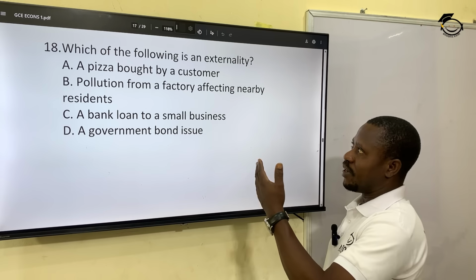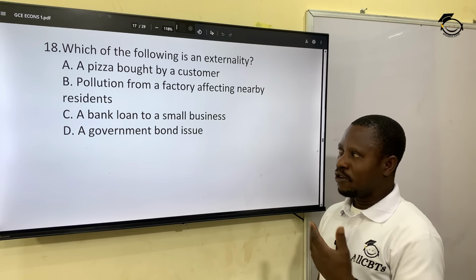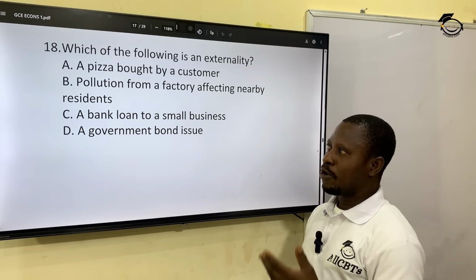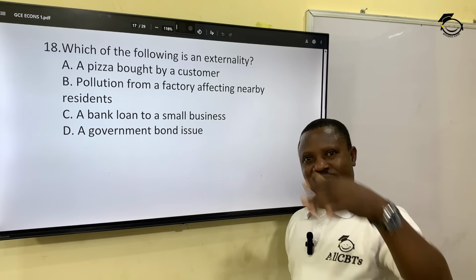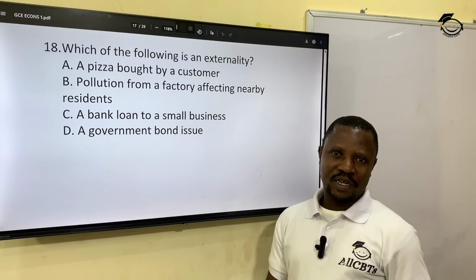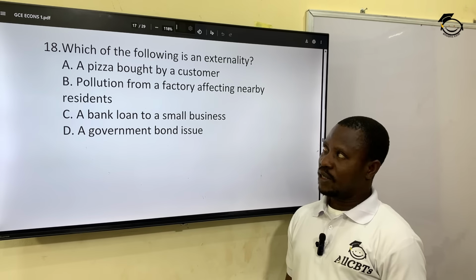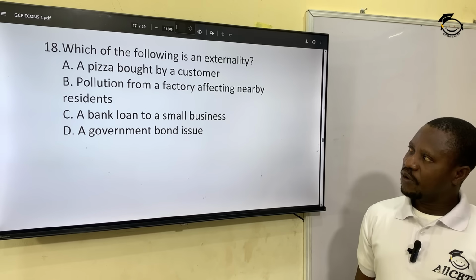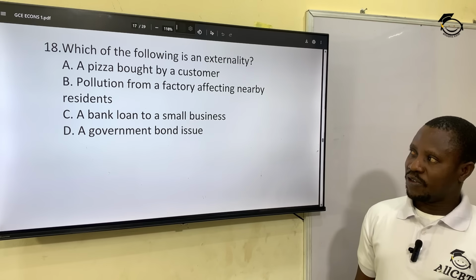Okay, the residents are suffering pollution, not because they're the owner of the company, not because they are working in the factory, but because the factory is located around their residence. And the pollution generated by the factory is affecting them in their estate or community. So that is an externality, external effects of localization of industries. Option B is the correct answer.